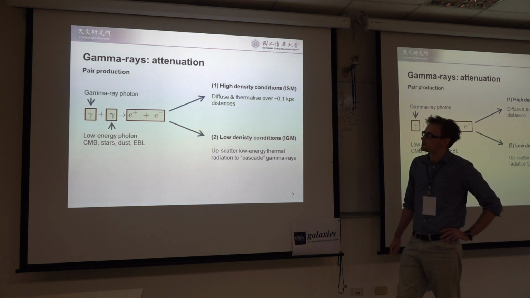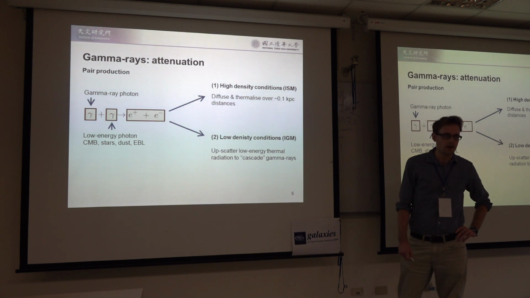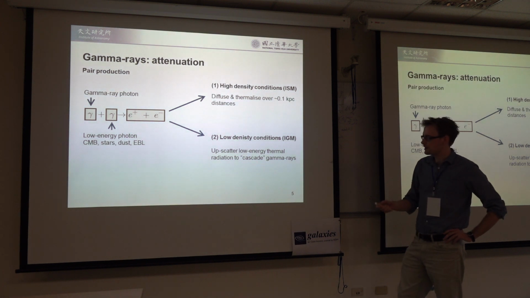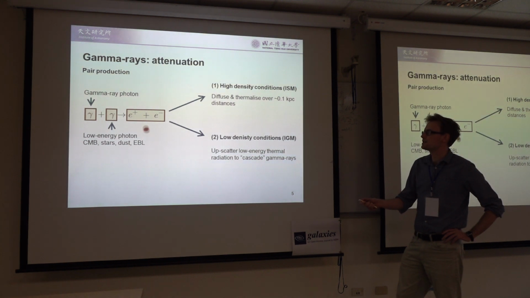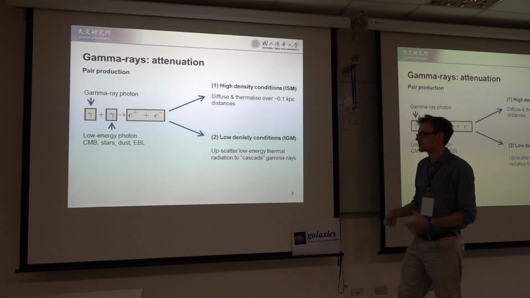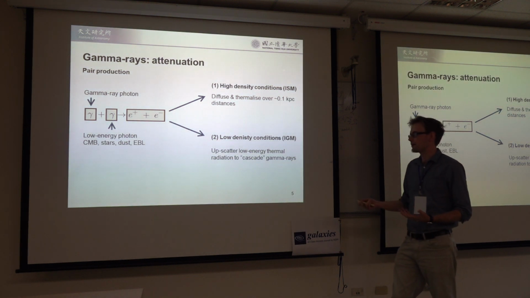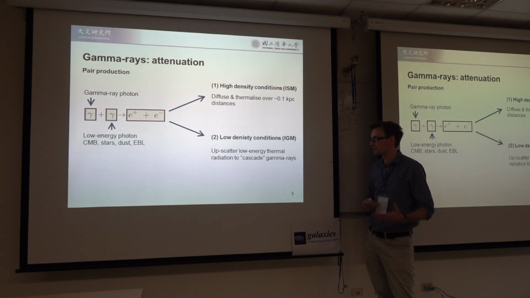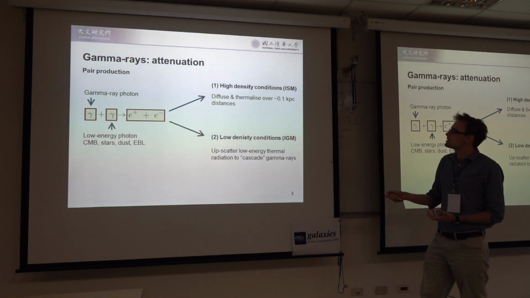So the gamma rays themselves actually don't freely escape from their source environment. If you have a gamma ray photon, it will interact with ambient radiation fields to pair produce. Those ambient radiation fields can be provided by the CMB permeating the galaxy. It could come from starlight. It could come from extragalactic background light outside of a galaxy, or most importantly, it could come from stars reprocessed by dust. And this leads to pair production.